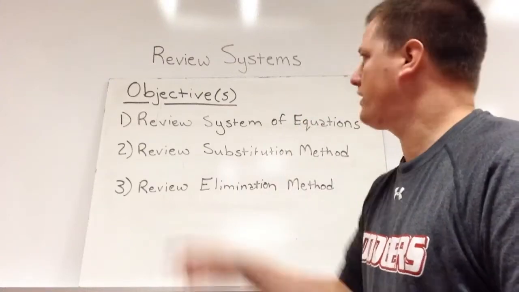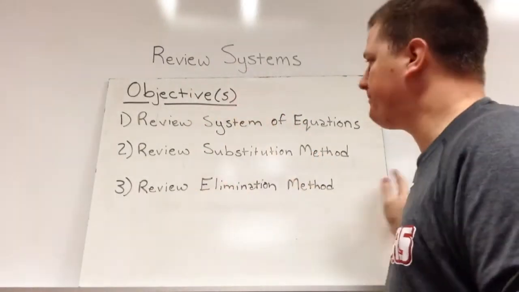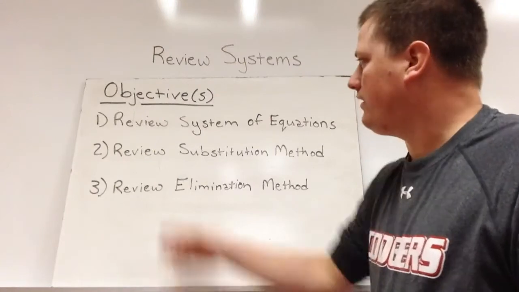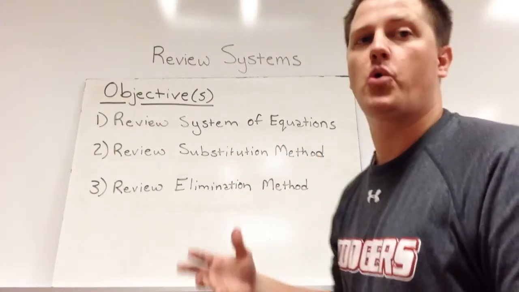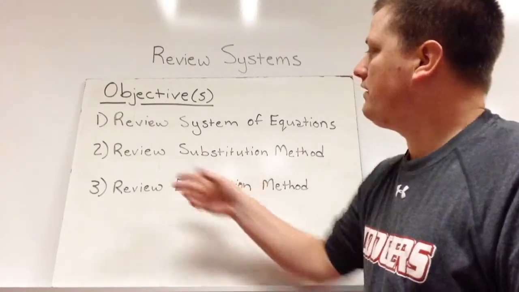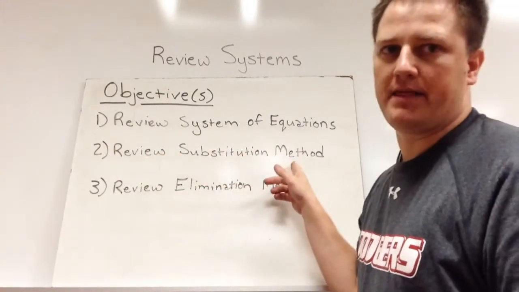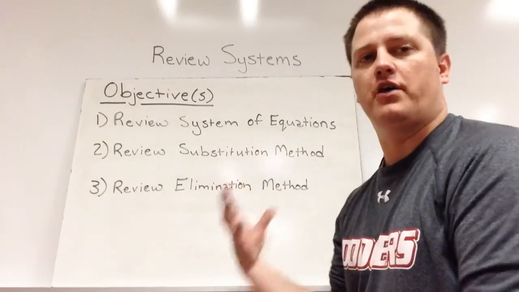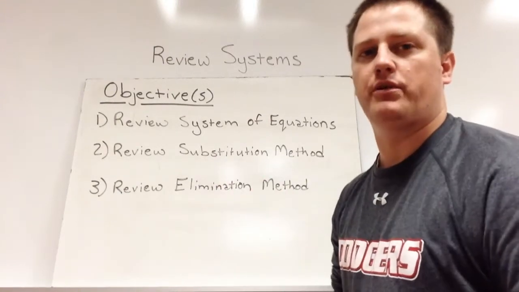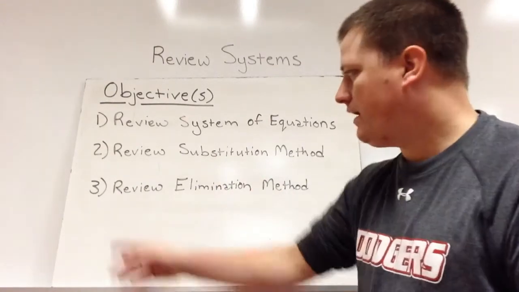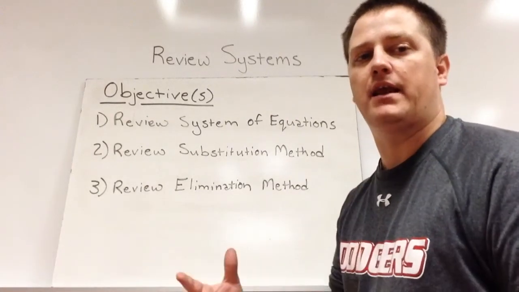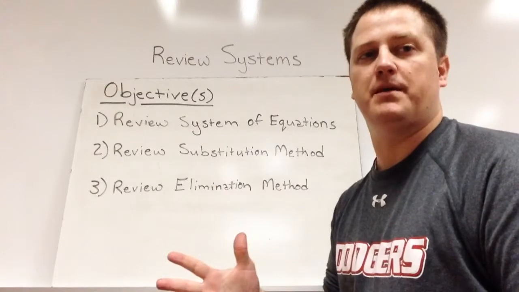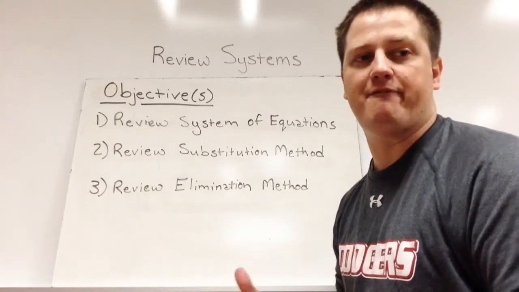In this lesson, we're going to review systems. Our objectives are to review system of equations. Basically, we need to remember what they are. To review substitution method. This is the method of solving for a variable and then substituting it into the other equation. Review elimination method. This is the method of getting two of the variables to be the same so we can eliminate that variable.